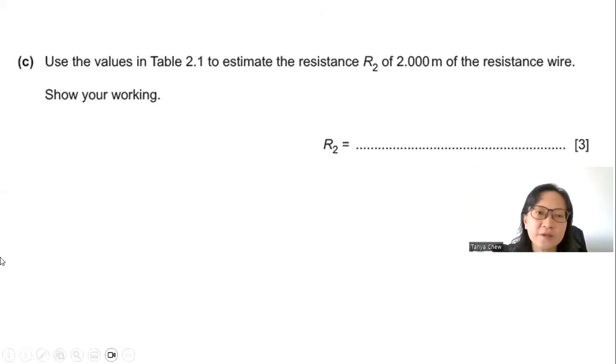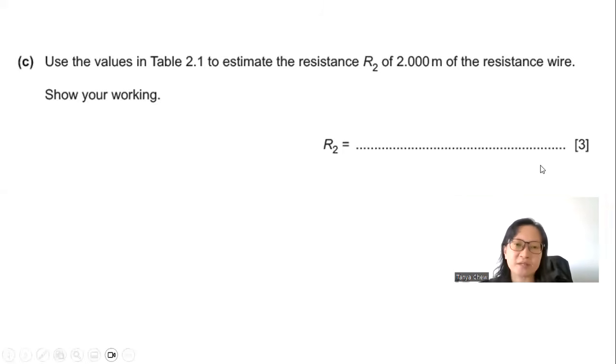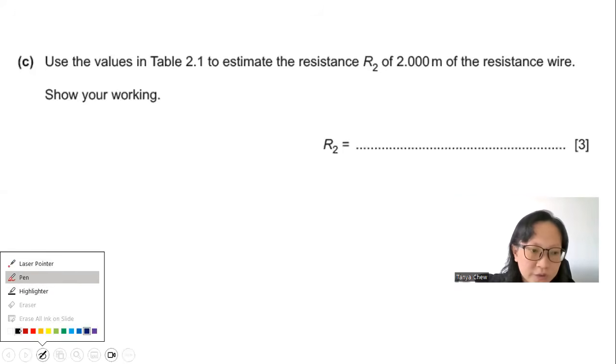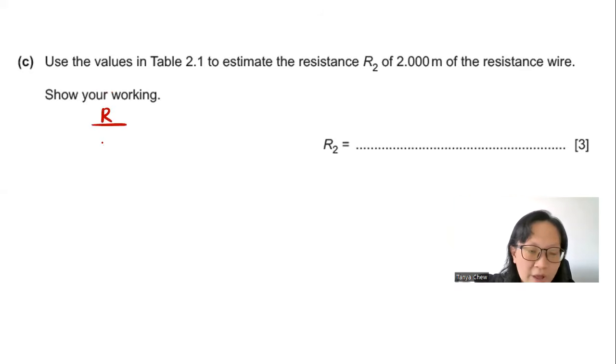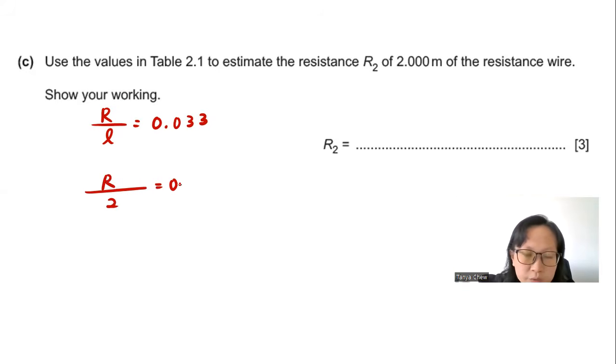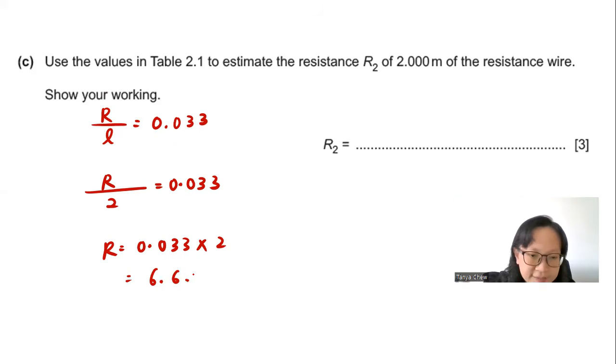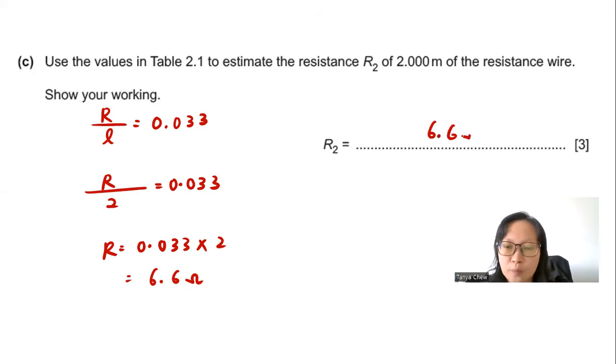C, use the values in table 2.1 to estimate the resistance R2 of 2 meter of the resistance wire. You have to show your working. Since all the R over L values are constant, I use the value that is most repeated, which is 0.033. R over L equals 0.033, length is equal to 2 meter. Cross multiplication, I get 0.033 times 2, and my answer is 6.6 ohm.